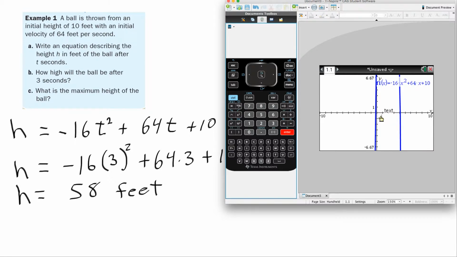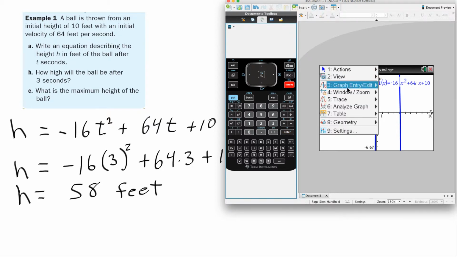narrow this down. This is 1, 2, 3, 4. So I'm going to make this from 0 to 5 for the x window. And I can see already I have a measurement at 58 feet after 3 seconds, so I'm going to be way beyond 6.67.